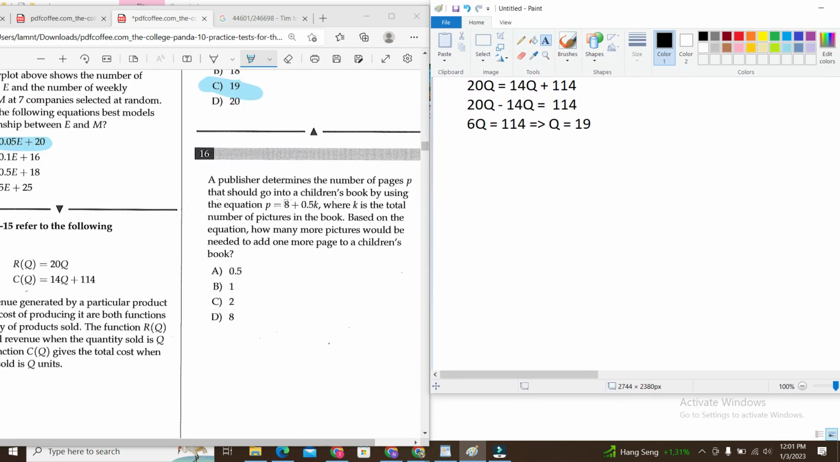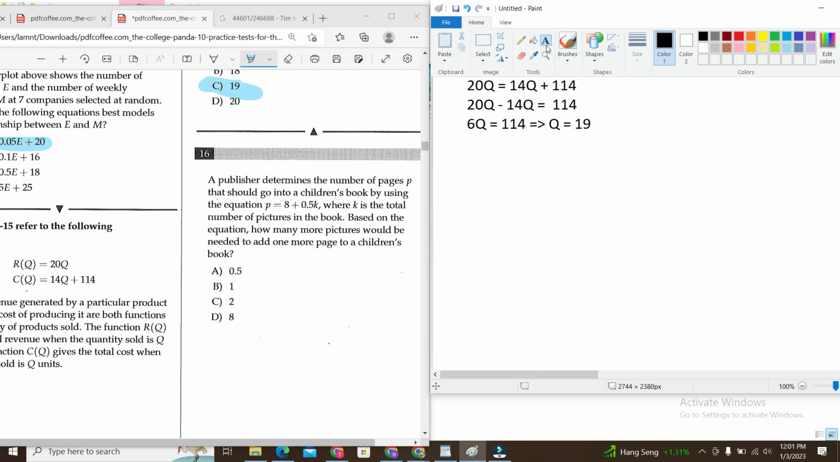Okay, number 16. A publisher determines the number of pages P that should go into a children's book by using the equation P equals 8 plus 0.5K, where K is the total number of pictures. Based on the equation, how many more pictures will be needed to add one more page to a children's book?